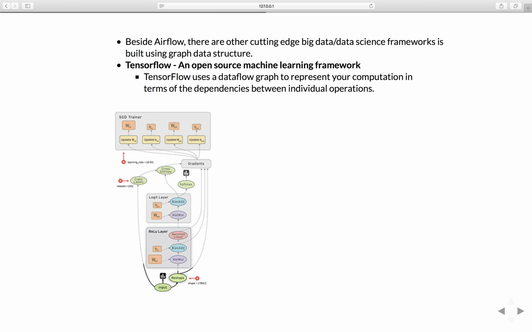A side note here is if you work in the big data or data science industry, you will see a lot of cutting edge frameworks built using graph data structures. An example here is TensorFlow, which is an open source machine learning framework from Google. TensorFlow also uses a data flow graph to represent your computation in terms of dependencies between individual operations. So if you take a look at the image here, you see all of the data flows through all of the operations, right?